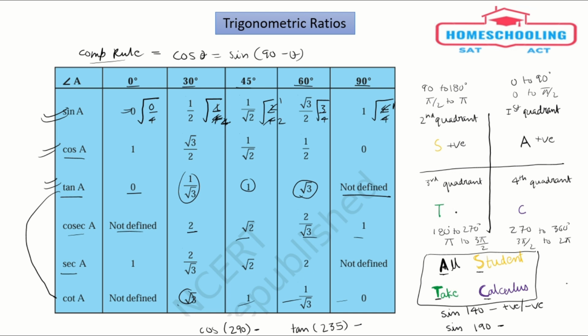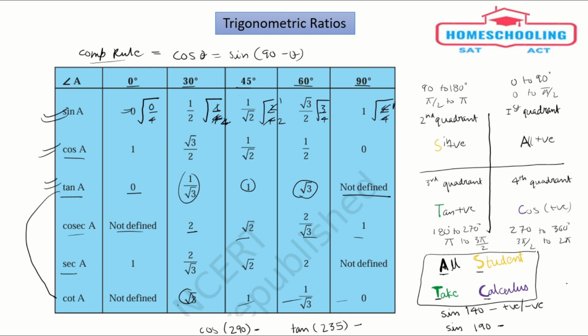Then in the third quadrant, T, that means only tan is positive. Here A for all, S for sine, only sine is positive. Third, only tan is positive. And for the fourth quadrant, C, that means only cos is positive.